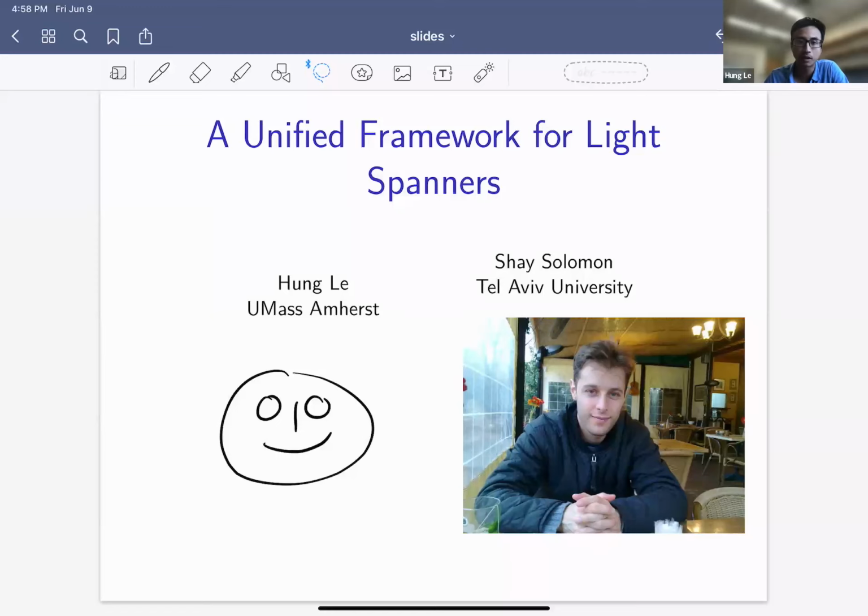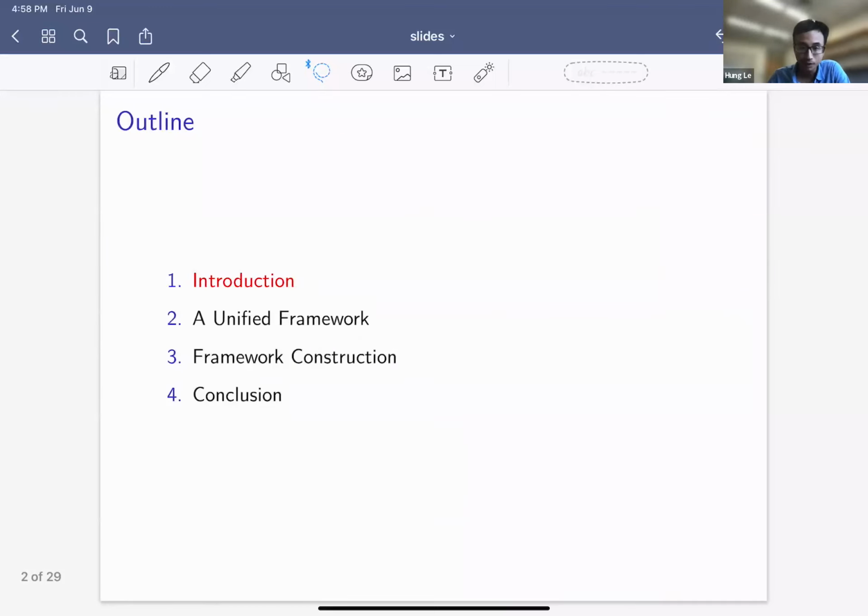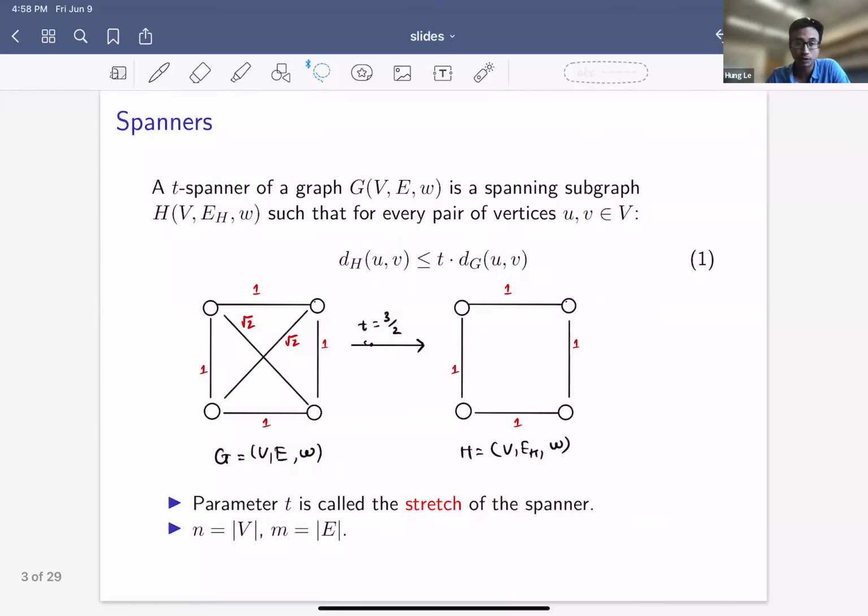Today, I'm going to be talking about a unified framework for light spanners. This is joint work with Shay from Tel Aviv University. In this talk, I'm going to be talking about spanners.